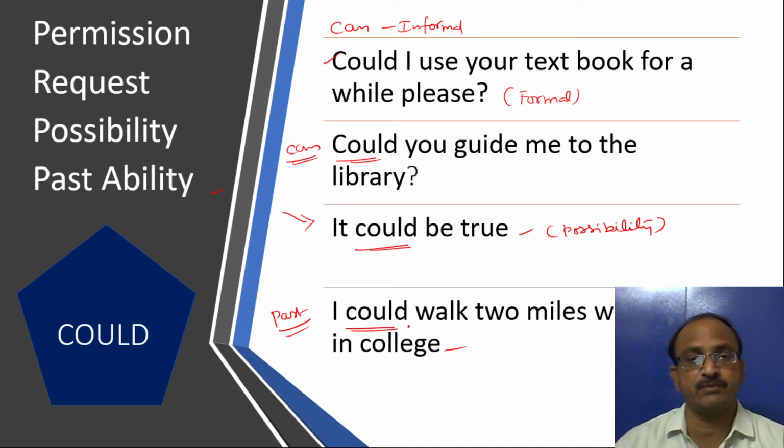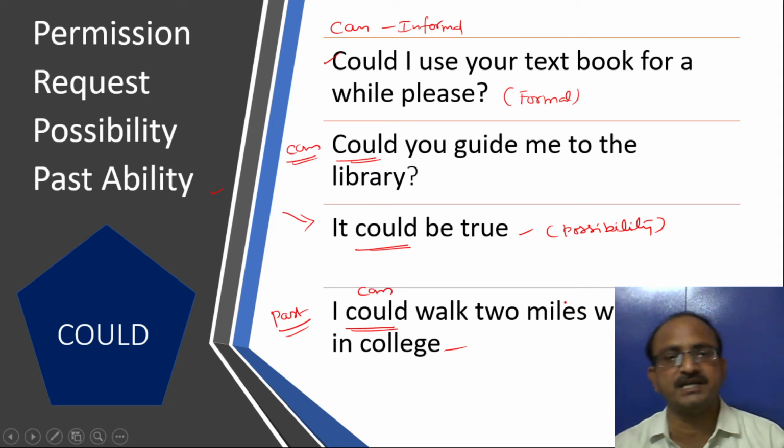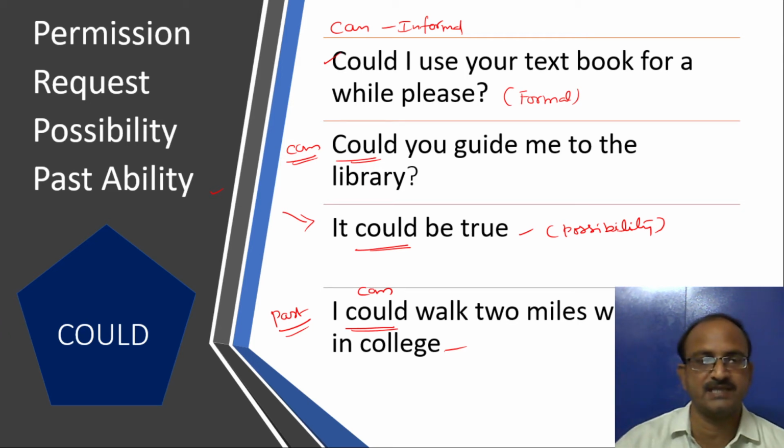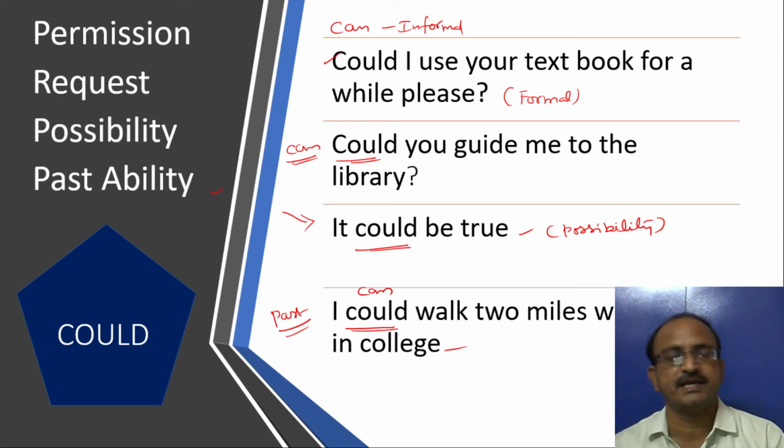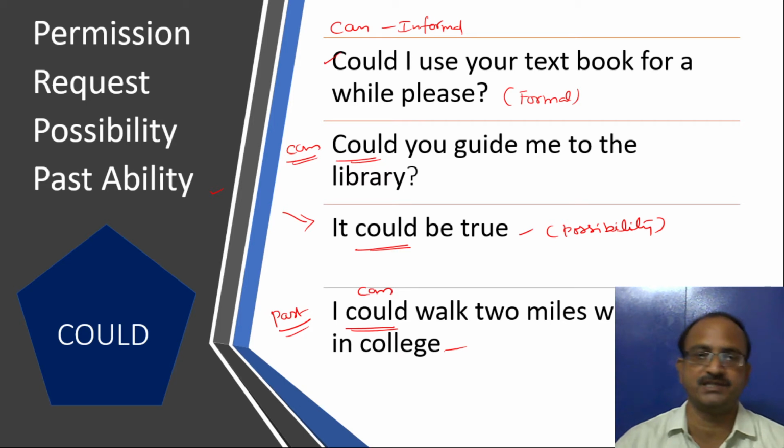For example, if it is your present ability, what should you write? I can walk 2 miles. That means my present ability, my capacity, is to walk 2 miles. You understand? So here can shows ability, could also shows ability. Can is for present ability, could is for past ability. You understand? So go for the next.